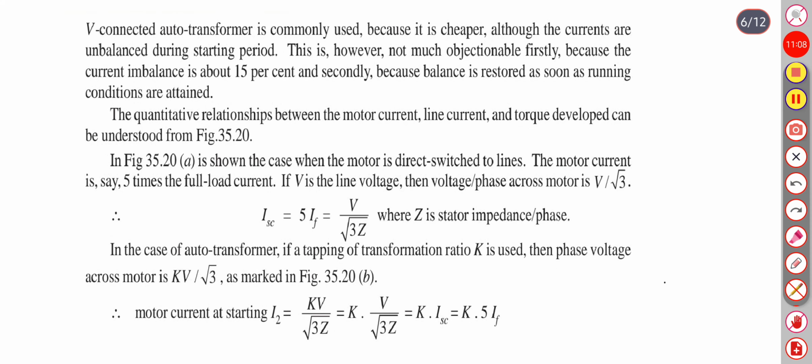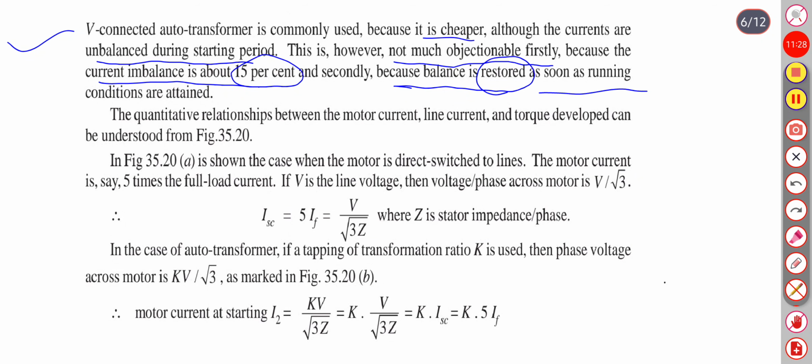The V-connected auto transformer is commonly used because it is cheaper, although the currents are unbalanced during the starting period. This is, however, not much objectionable because the current imbalance is about 15%, and secondly because the imbalance is restored as soon as running conditions are attained. The quantitative relationship between motor current, line current and torque developed can be understood from the following.